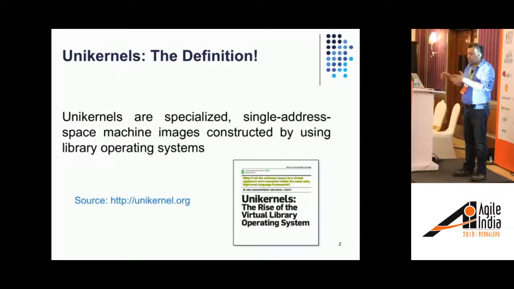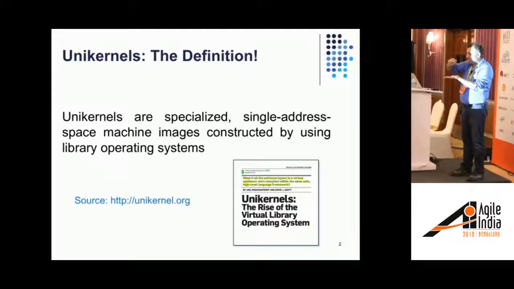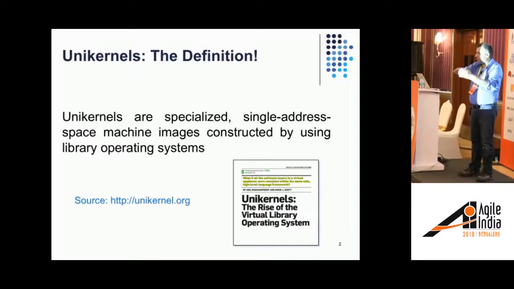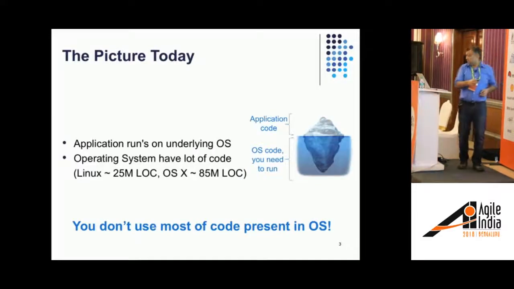Typically you have a virtual machine, you have layers and layers on top of it, you have an application stack, maybe Docker and so on. What a unikernel essentially does is fuse everything into one image. So there's no distinction between an application, a virtual machine, or anything in between. I'll have some diagrams to show what these layers are and how they're included. So let's look at the picture today.